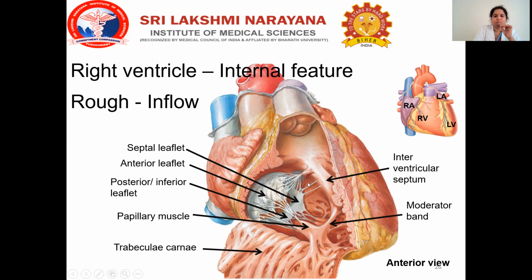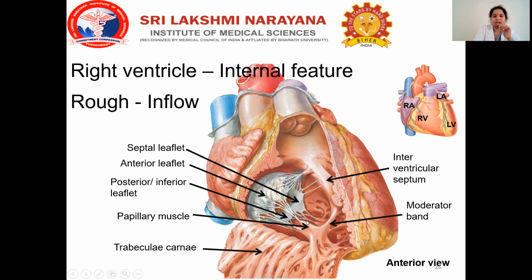Pillars are formed by the papillary muscles. Three groups of papillary muscles are seen in the inflow portion. The septal group of papillary muscle is attached to the interventricular septum. The anterior group of papillary muscle is attached to the sternocostal surface. And the posterior group of papillary muscle, otherwise called the inferior group, is attached to the diaphragmatic surface of the right ventricle.